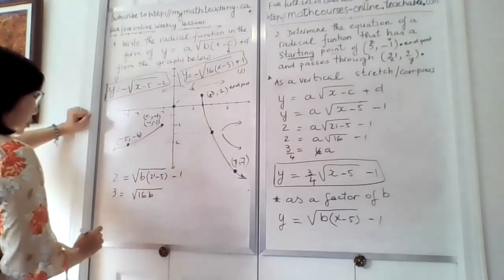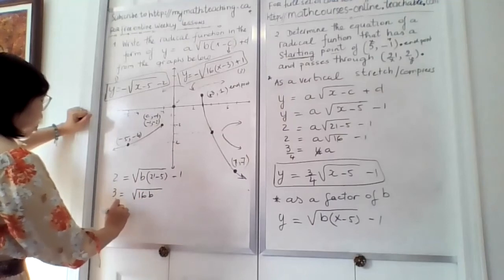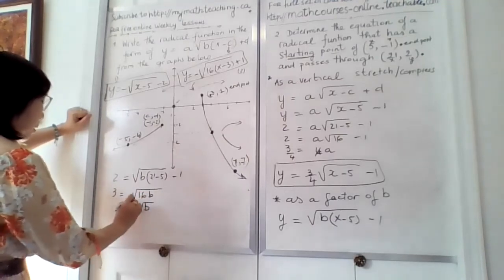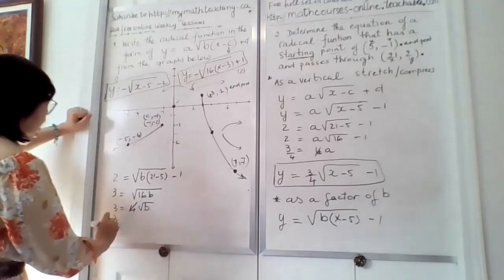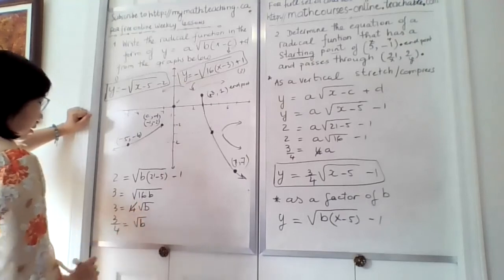16b. So now I'm going to take out the root of 16. So I will have 3 equals 4 square root of b. Divide both sides by 4. I have 3 over 4 equals square root of b.